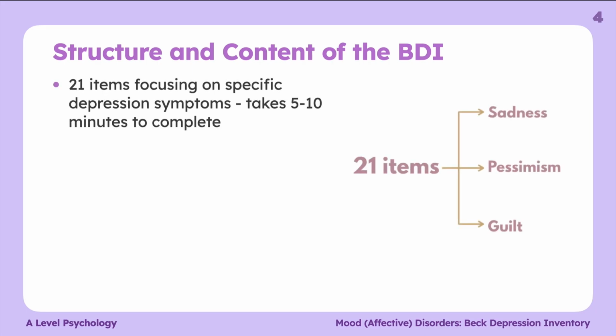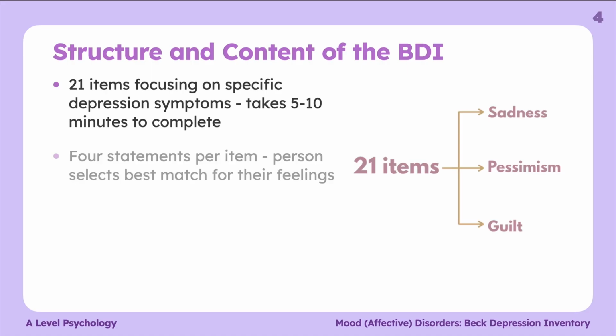Now the BDI comprises 21 items. Each item, or question, focuses on a specific symptom commonly associated with depression. These include things like sadness, pessimism, self-dislike, and indecisiveness. It could also include guilt. The test takes around 5 to 10 minutes to complete. It's not very long, which makes it very practical for busy clinical settings. Now each item presents four statements, and the person selects the one that best describes how they've been feeling.